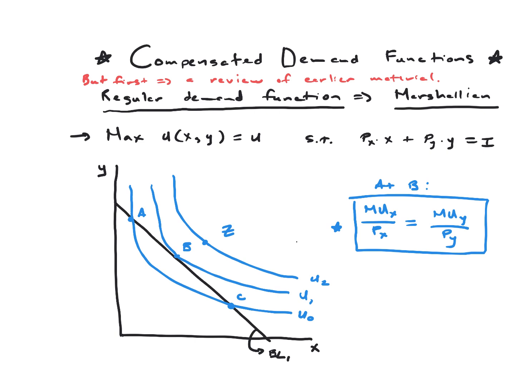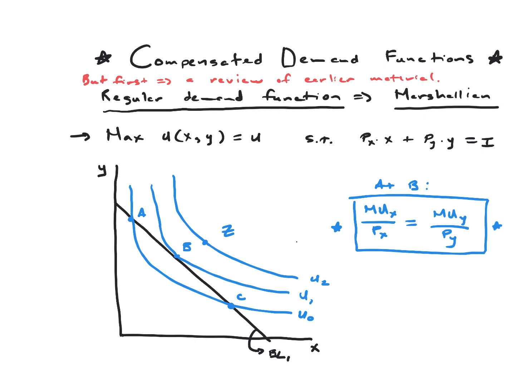So we turned our attention to figuring out why we would want to choose bundle B as opposed to bundle A or bundle C. Again, the graph makes this pretty clear. It shows that bundle B is on the highest possible indifference curve that we can reach. And what's special about bundle B is that the budget line is tangent to the indifference curve at that point. We talked about how that meant that the bang for the buck was equal across goods.